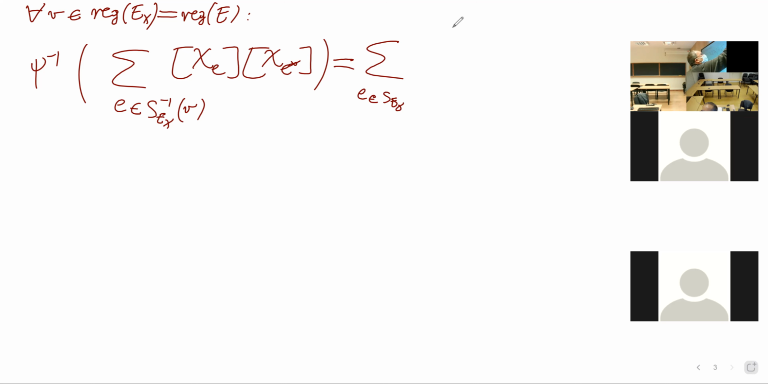If you don't take your hand sufficiently far away from the board, you are smudging. Okay, so S, E, X, preimage of V. And now I'll put psi inverse of chi E, psi inverse of chi E star.